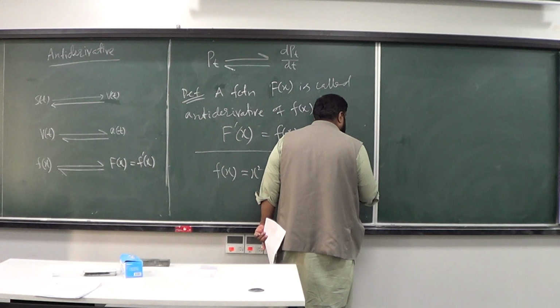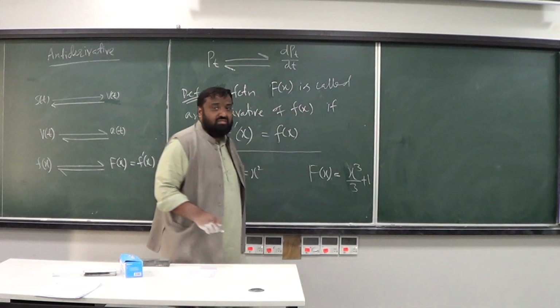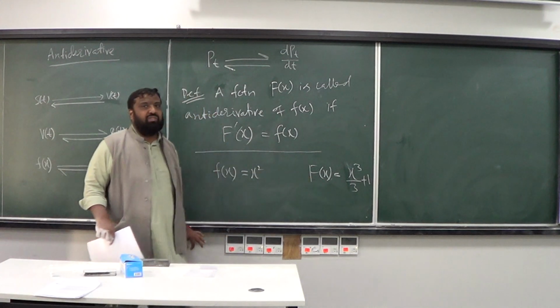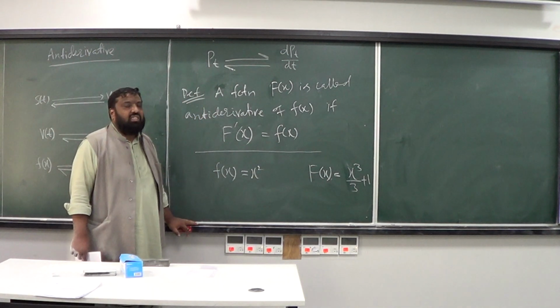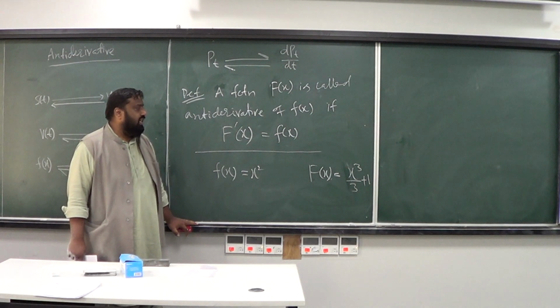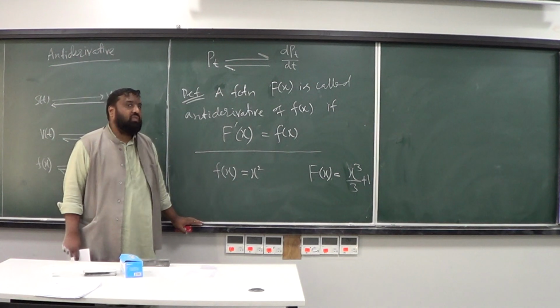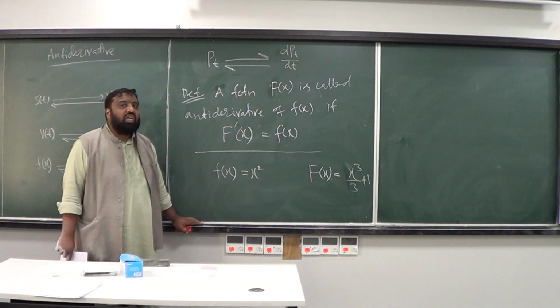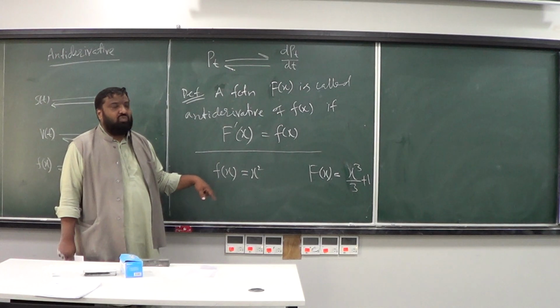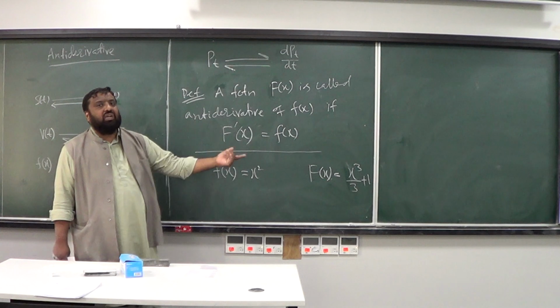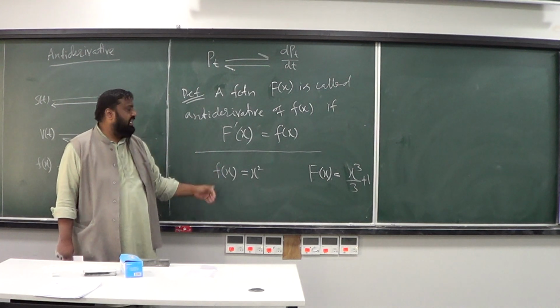How about if I take F of x equals x cubed upon 3 plus 1? What is the derivative of capital F of x? The derivative is going to be what? It is still x squared. So it's not only x cubed upon 3 which is an antiderivative of x squared, x cubed upon 3 plus 1 is also an antiderivative of x squared.